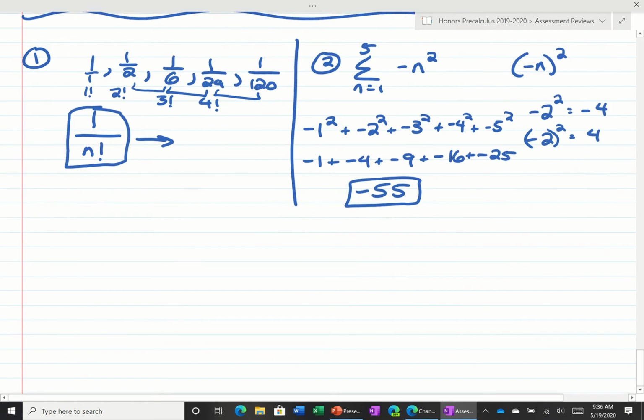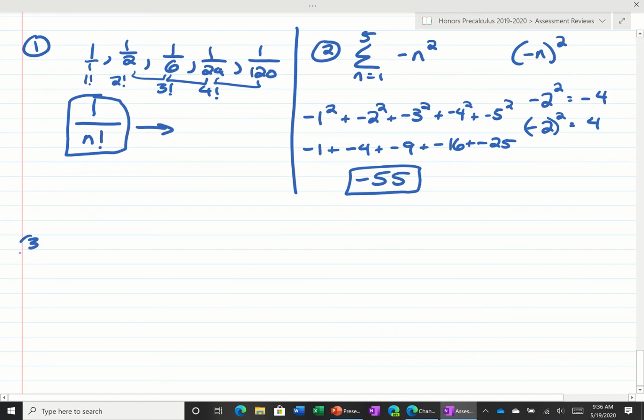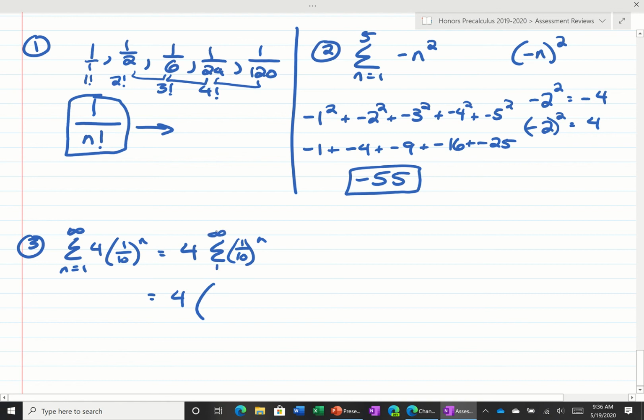Next question, I asked you to find the infinite sum, starting at 1 and going to infinity of 4 times 1 over 10 to the nth power. Well, we know that this would just be 4 times the sum of 1 over 10 to the nth power. Let's start at 1 and see what happens. If n is 1, you would have 1/10. If n is 2, you would have 1/100th.